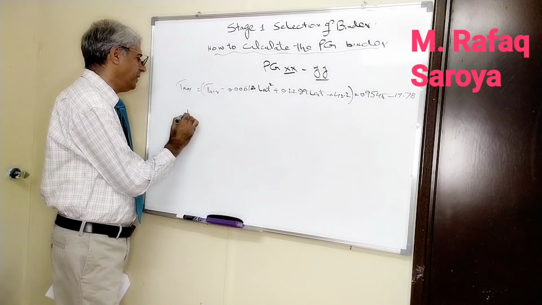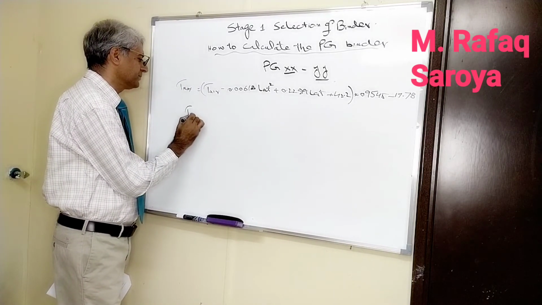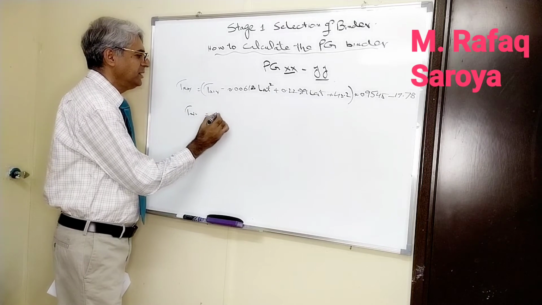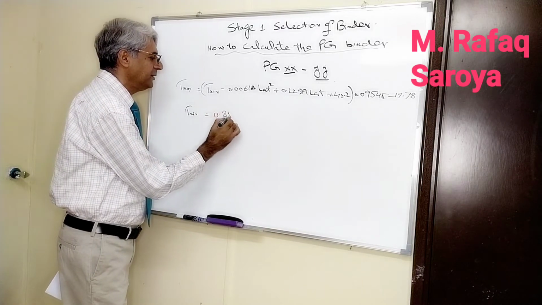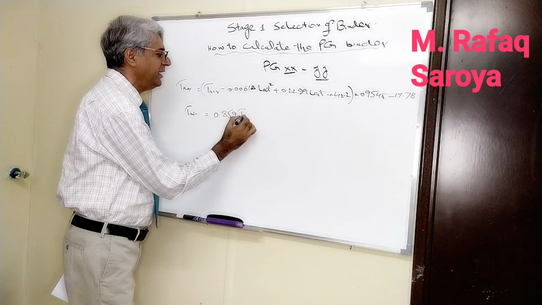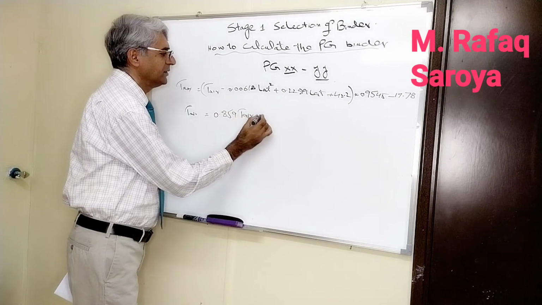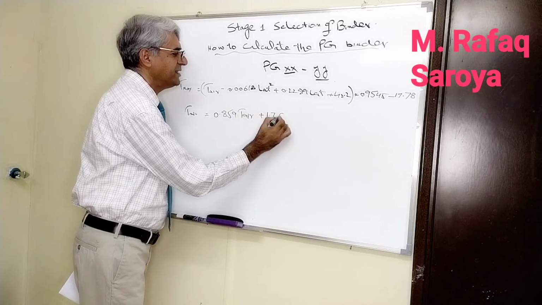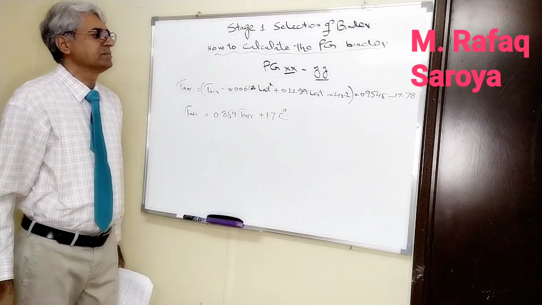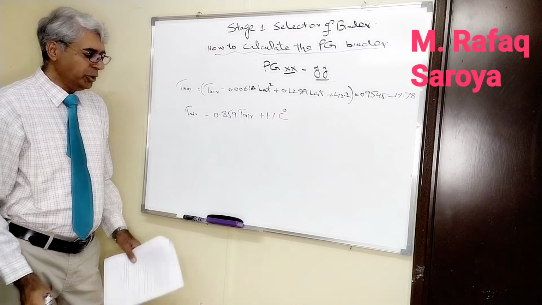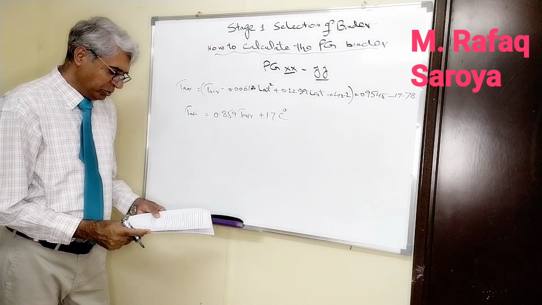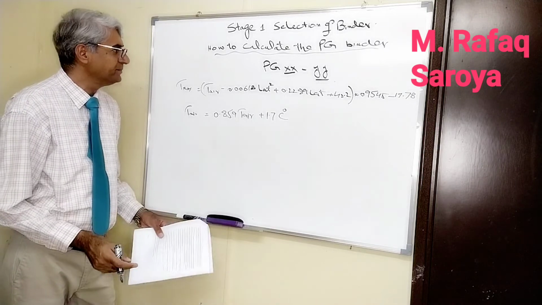Similarly, to determine the minimum pavement temperature, we will use this equation: 0.859 T air plus 1.7 Celsius. So this is the equation we have to use for this determination.